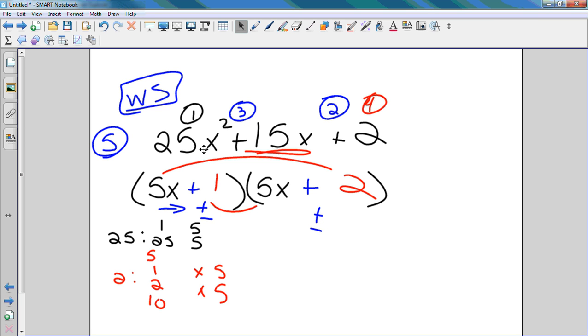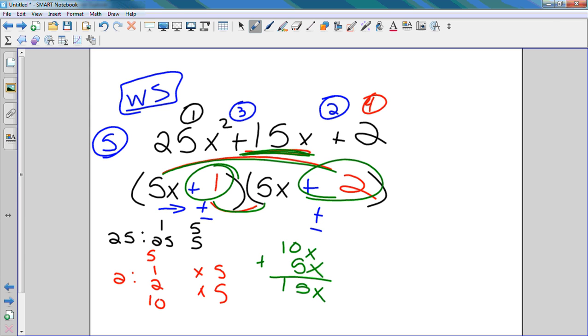So now check it. I'll check it in green, the color I haven't used yet. I have 5x times 2 is 10x. 1 times 5x is 5x. Add them together, I get 15x, which is exactly what I want. 1 times 2 gives me 2. So I'm good. If ever you get confused, check your outers, inners, and your lasts, and make sure they add up to the middle number and multiply to the last.